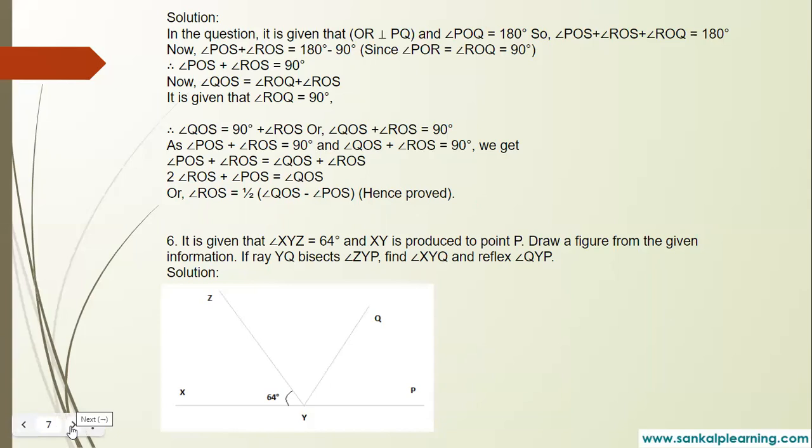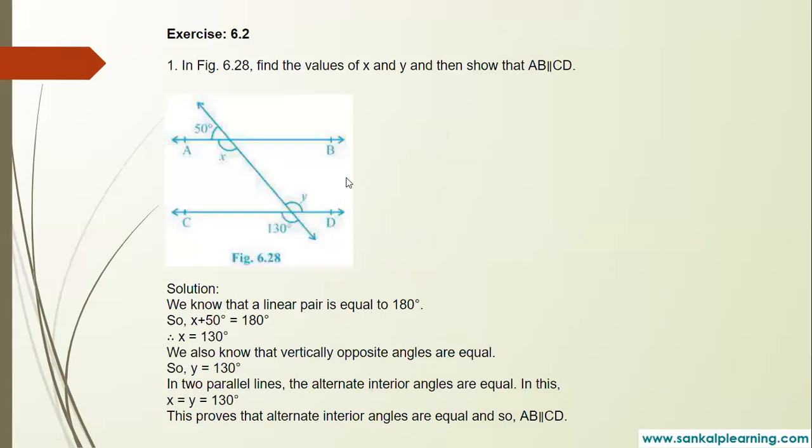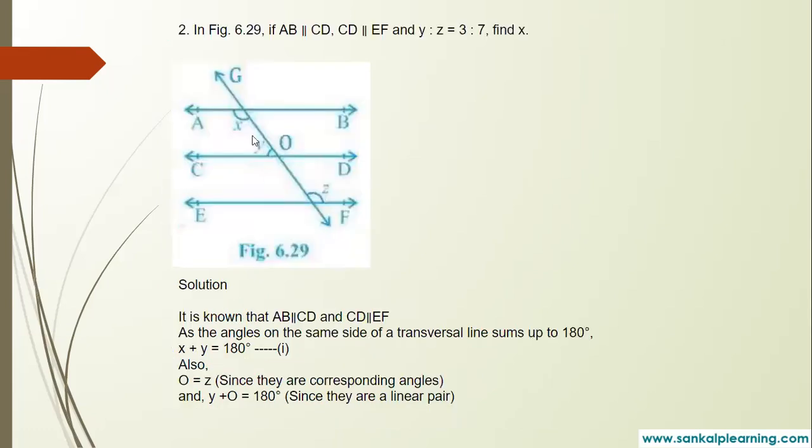This is sixth sum. Here, children, see, x and y are alternate angles. Say it is 130 and y is also 130. Say x, y are equal because alternate angles are equal. X is also 130 degree. Next, x and z are alternate angles, right?